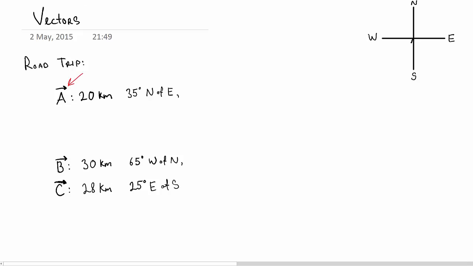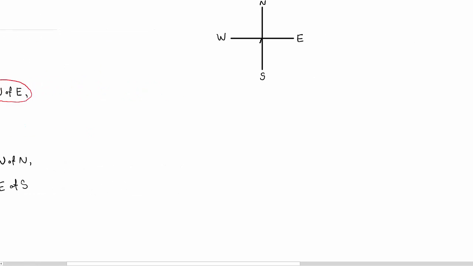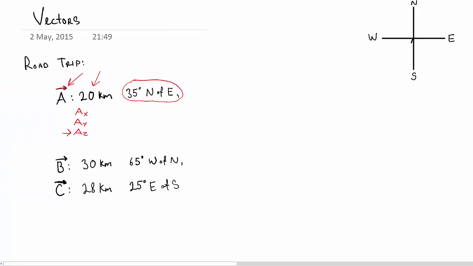This arrow at the top of the A means that it is a vector. It also has a direction component to the quantity. So, to break this down, we can break it down into AX, AY, and AZ. In this case, we don't have Z, so we won't worry about it.